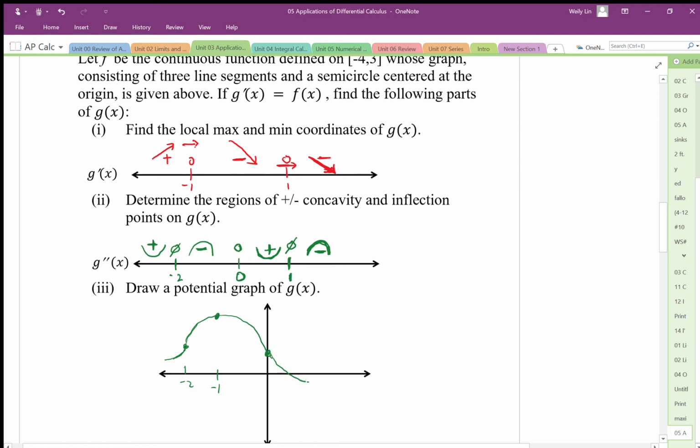It's going to hit 1, and we're going to have it level off and also change concavity. So we have a 0 slope, but that 0 slope also represents a change of concavity because it goes concave down. It just keeps on going down because we have negative slope through there. So that's a potential graph of that function.